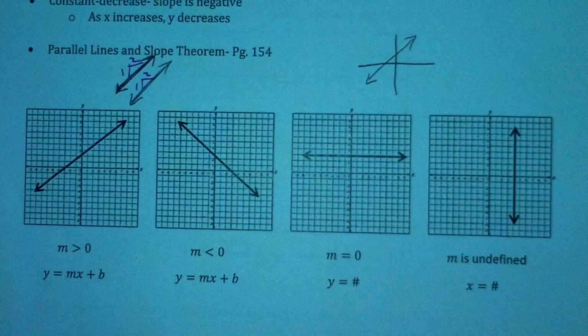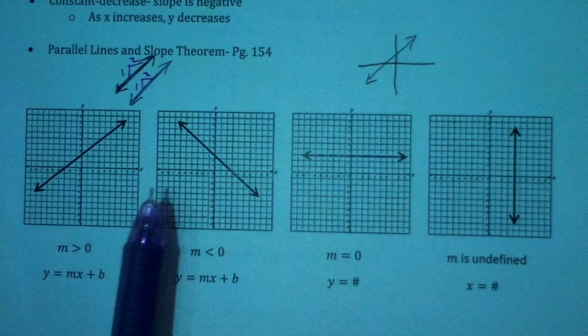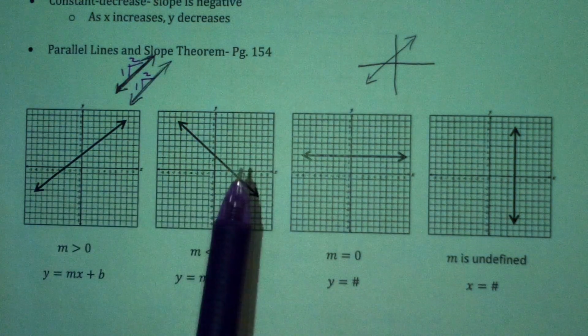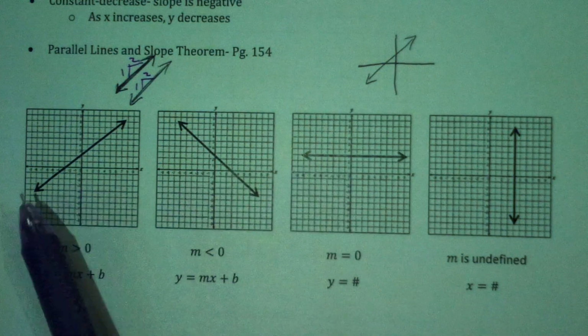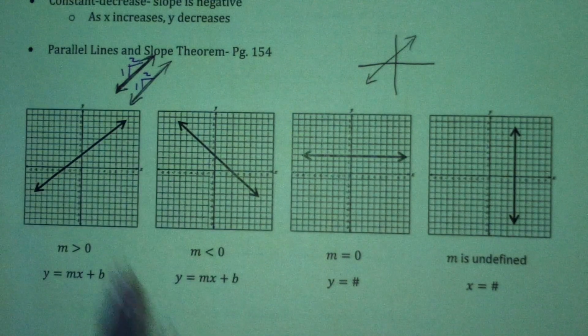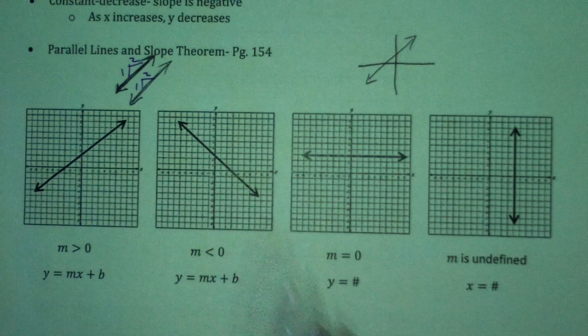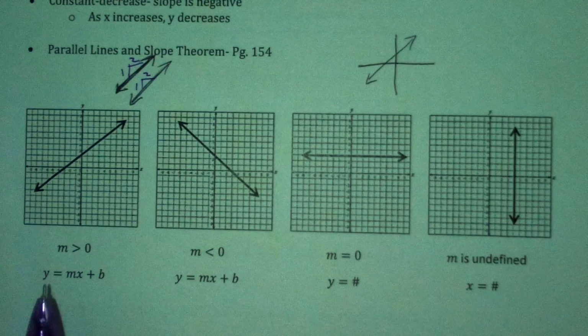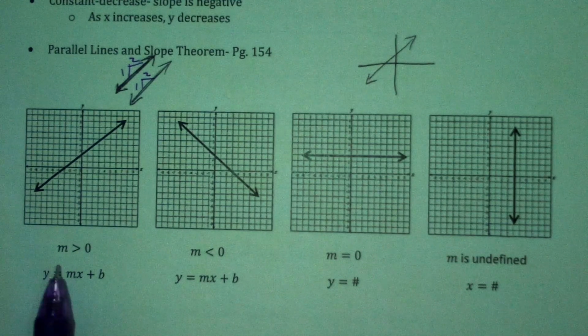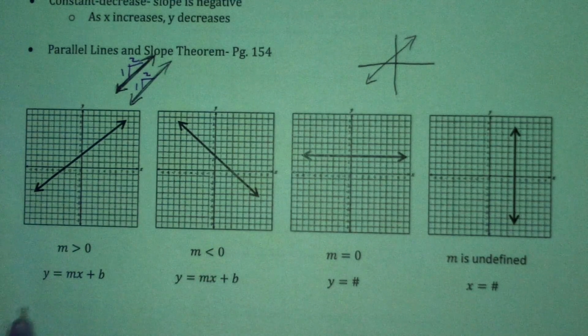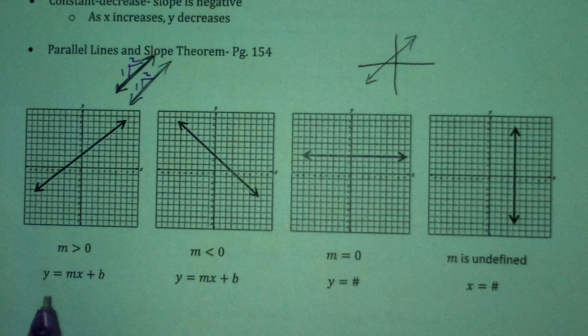The opposite is true with the undefined one. The undefined one is the one that's straight up and down like that. That is always going to be x is equal to a number, so you're not even going to have a y in your problem at all, just x is equal to a number. And again, it's always the value that it cuts through on the x-axis, so like 4 or something in that case, but it's always just x is equal to that number.